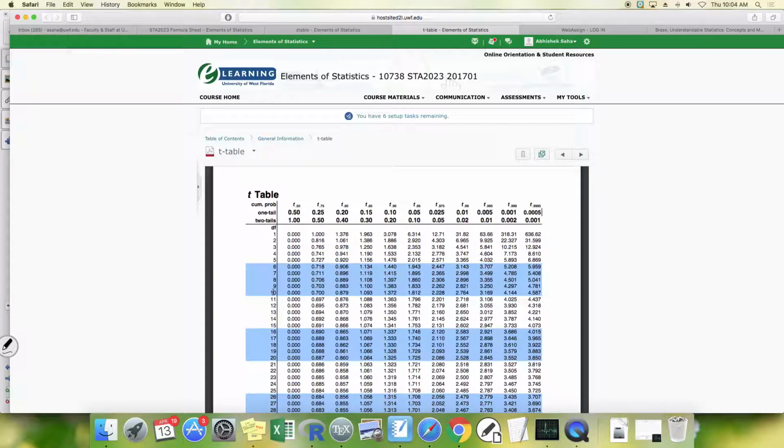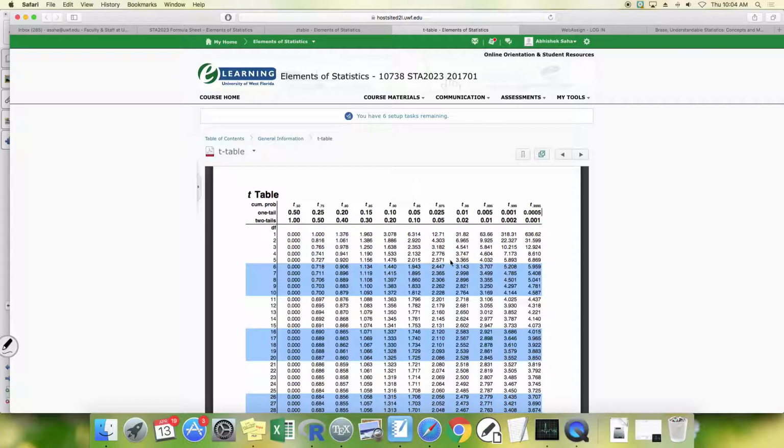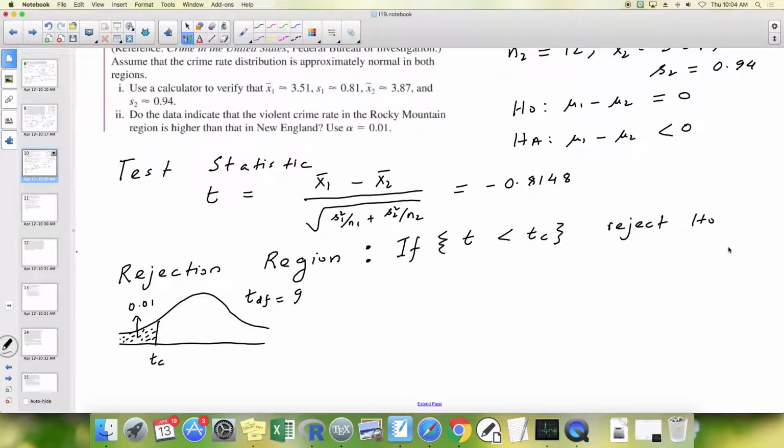The left tail, that is one tail, is 0.01. So one tail is 0.01. So it's here, and it's like 9. So I should look at the value 2.81. Okay, so my TC is negative 2.81. Let me write that in red.